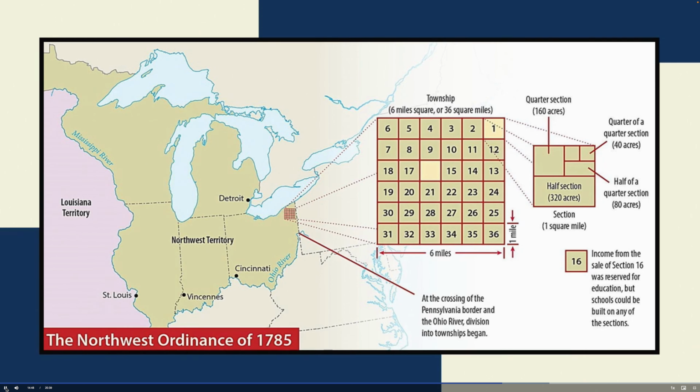Now, 1 section of land in each township was set aside for education. The townships built schools there so that most rural children could go to school for at least part of the year. The ordinance also called for the sale of the land at auction. The minimum price was $1 an acre.